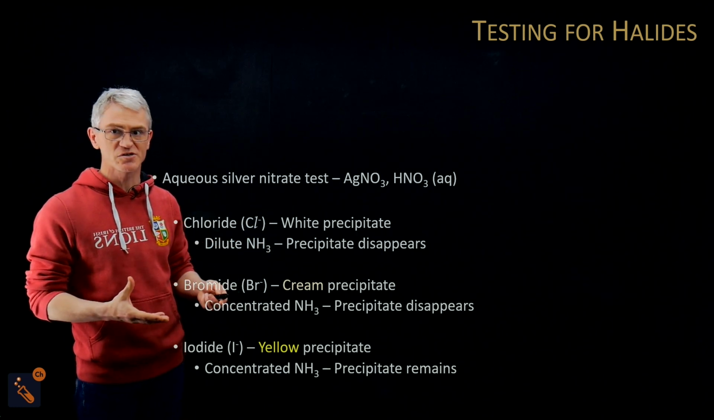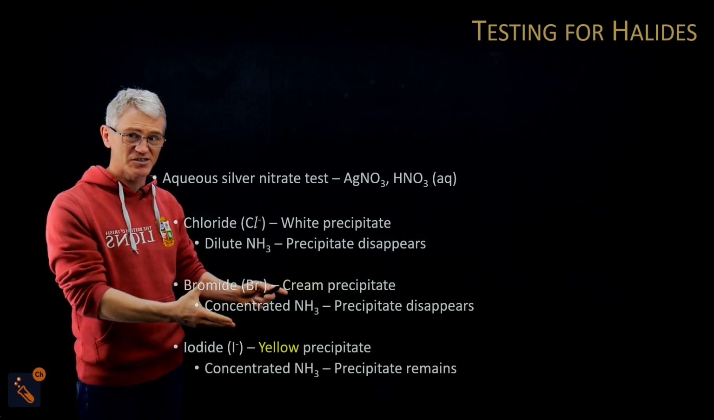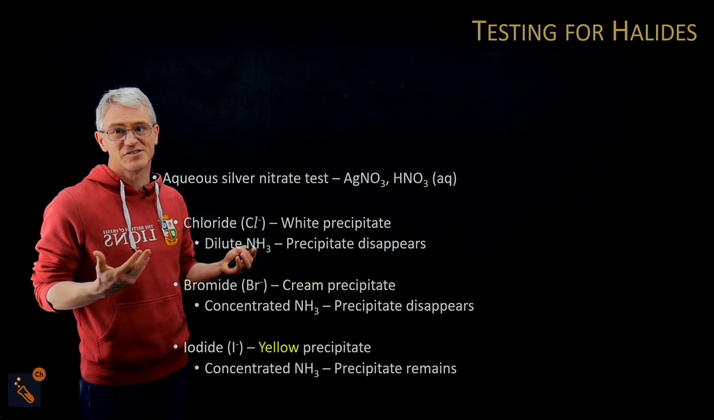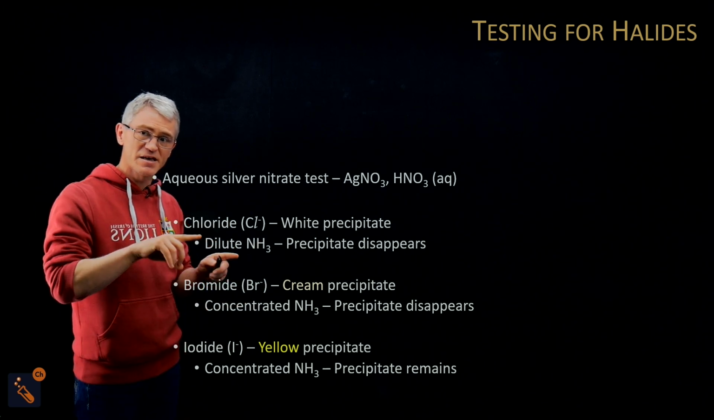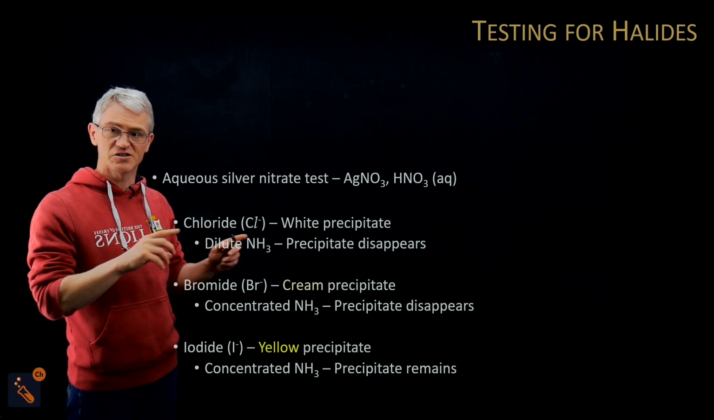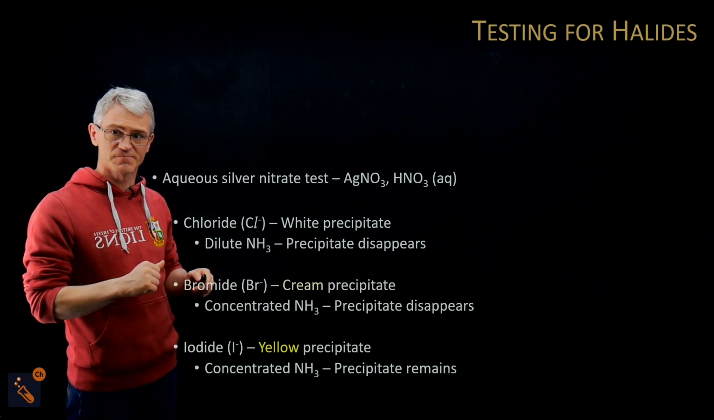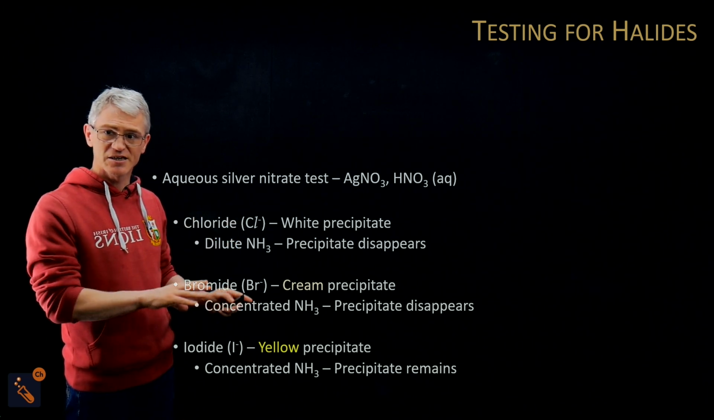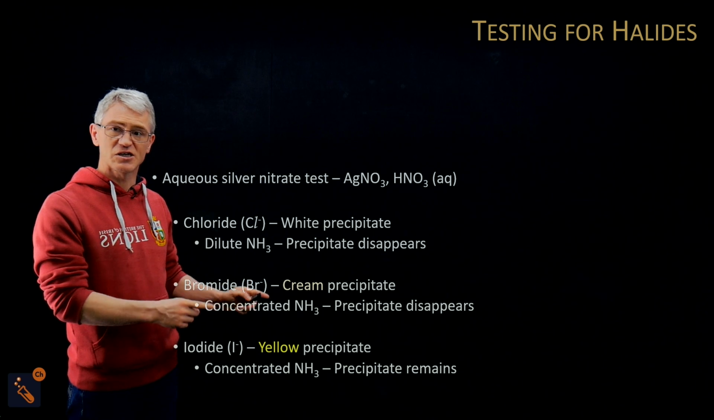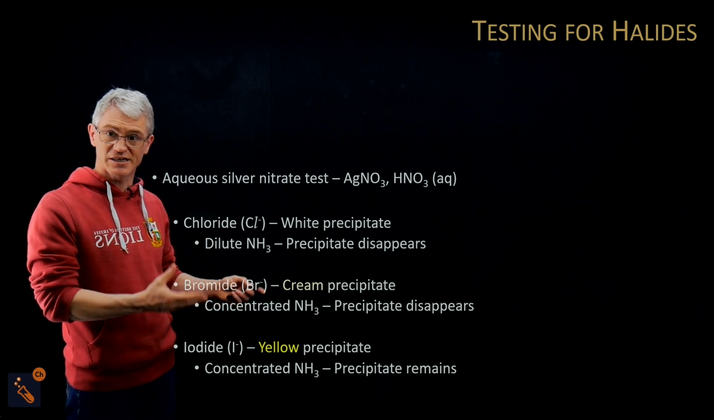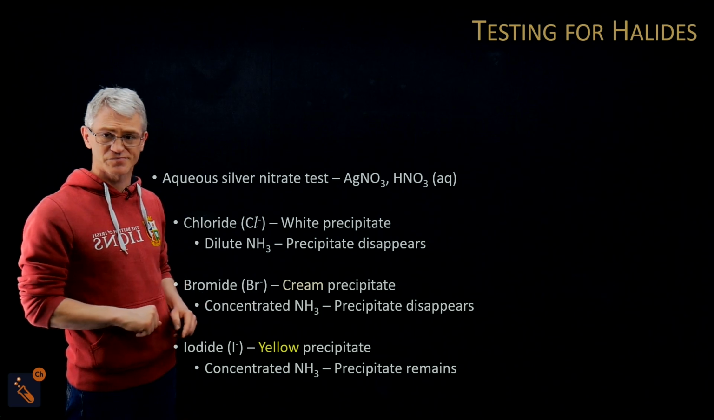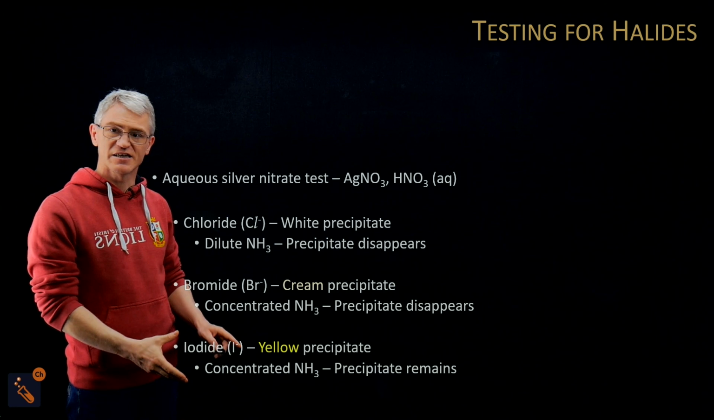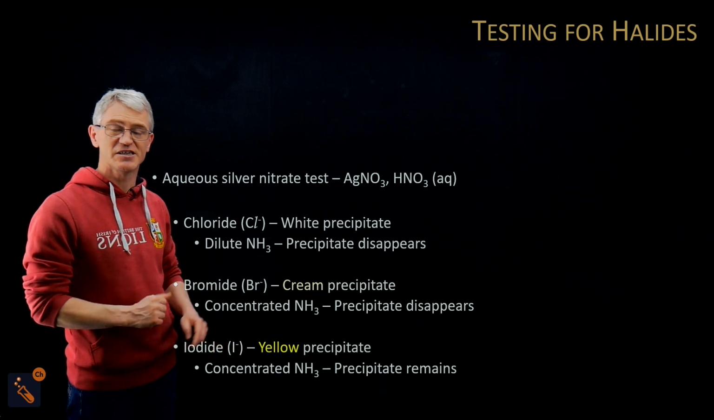I don't know if you remember your GCSEs, but it's very hard to tell the difference between white and cream, and even sometimes between yellow and cream. So what they do at A level is add dilute ammonia. That will dissolve the chloride precipitate, so you see it disappear, and therefore you know it was a chloride. If you add concentrated ammonia, it will dissolve the cream precipitate and make that disappear. It'll also dissolve this, by the way. So you have to add them in turn, dilute first, then concentrated. And then if you add concentrated ammonia, the precipitate here remains.